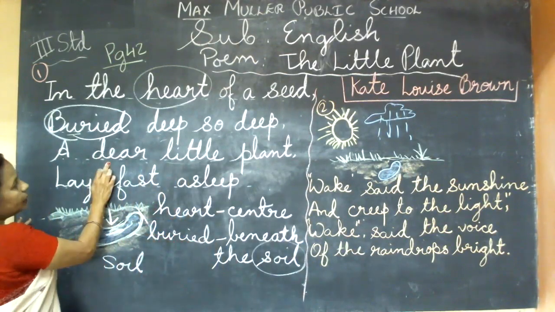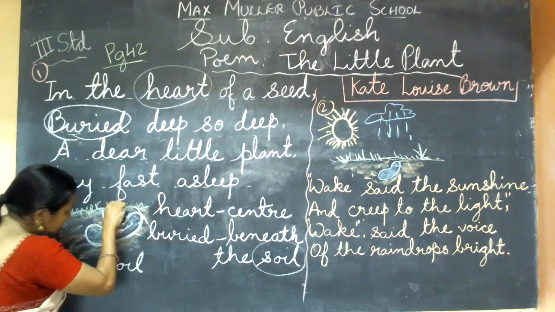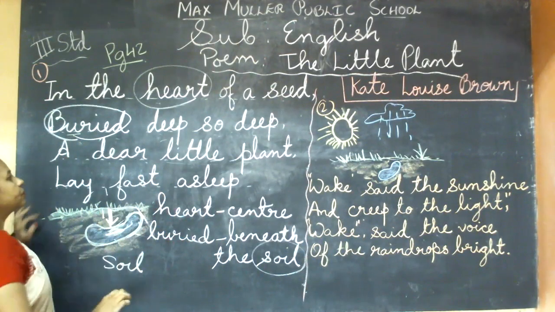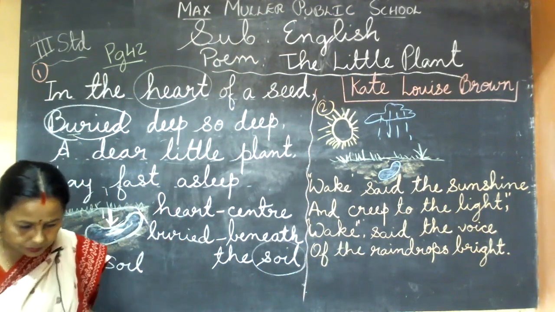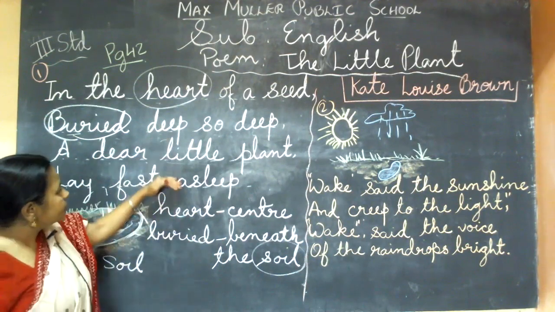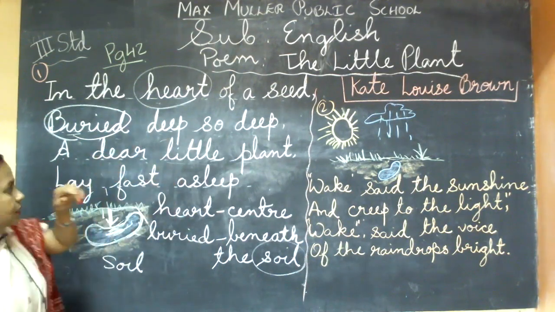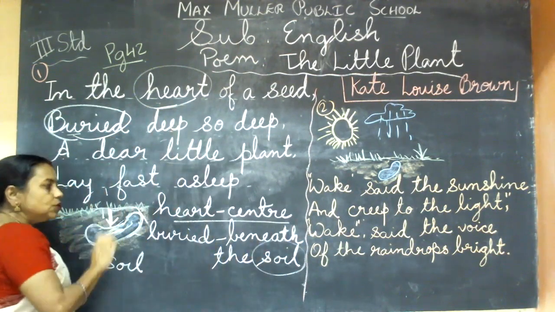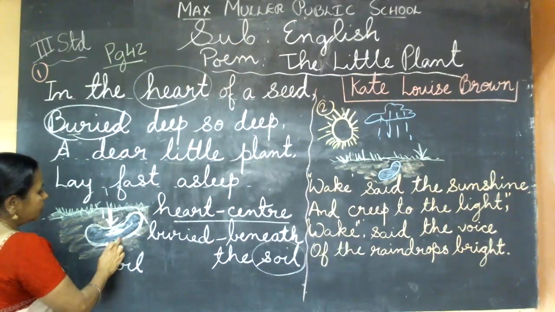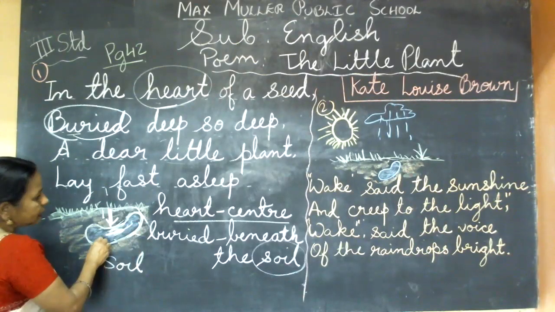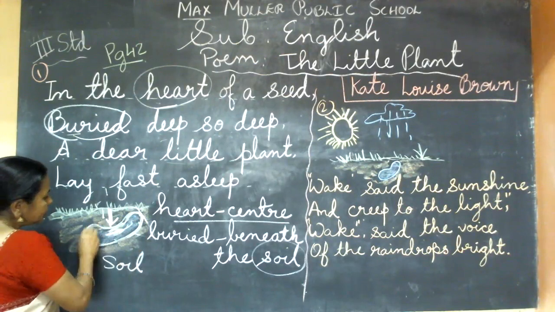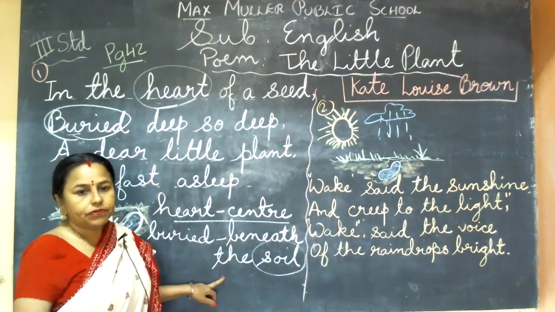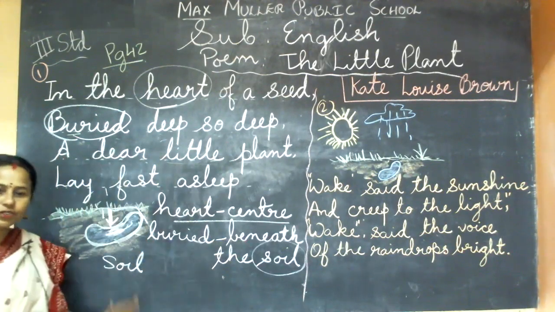So here, buried means deep inside the soil. This is the soil, means inside you have to put the seed. Okay, next one. So for this paragraph, only two difficult words I wanted to explain. Heart means center. Whose center? Center of the seed. This is a seed. Next, buried means beneath the soil, inside the soil. So this much you understood, I think.